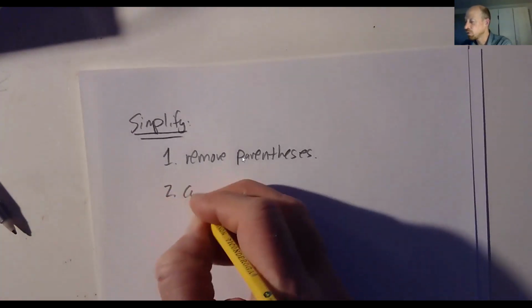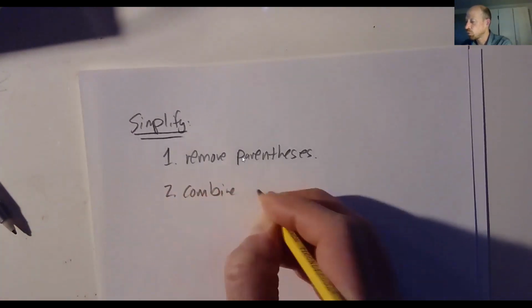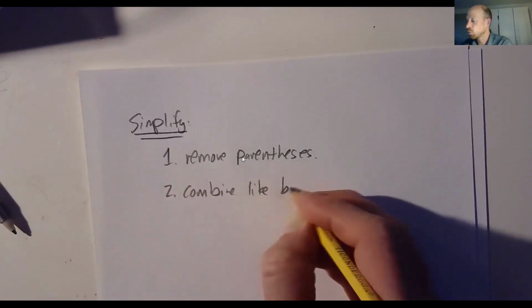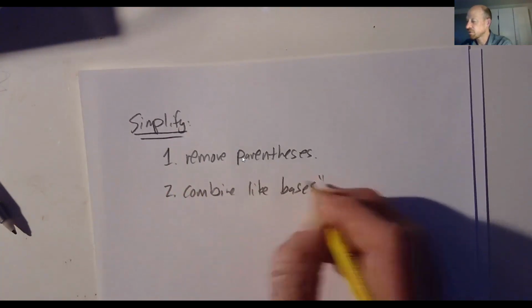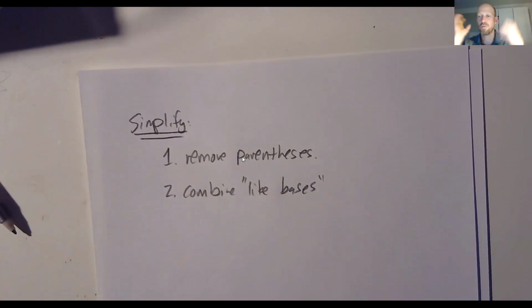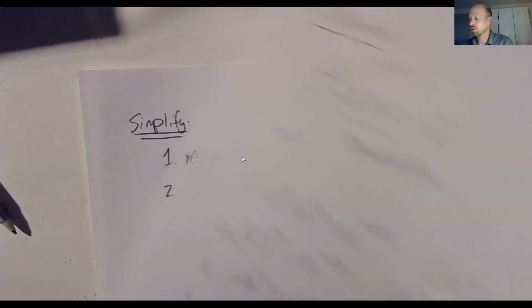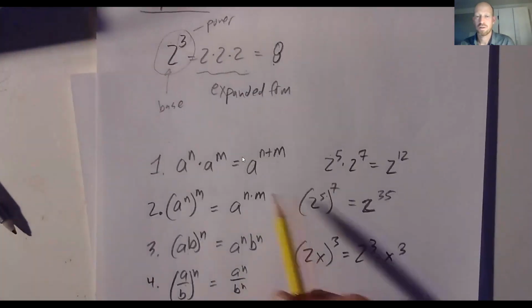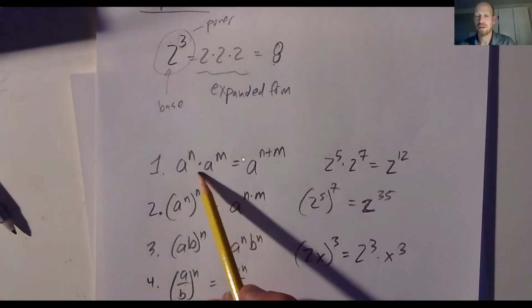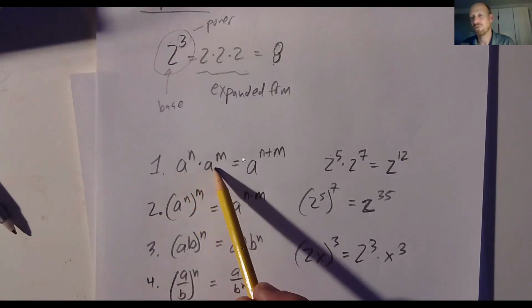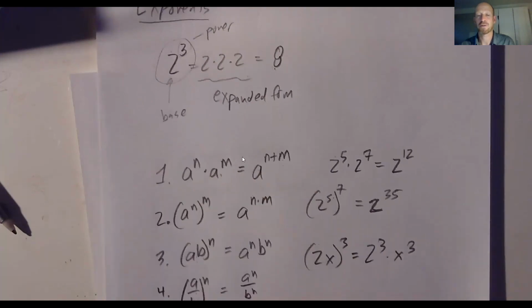Number 2, we want to combine what I call the like bases. So if you have a problem, you shouldn't have an x and another x to some powers. You should combine those into one x into some power. And so looking at our rules here, number 1 certainly does that, right? It takes 2 a to the powers and combines them into a single power.